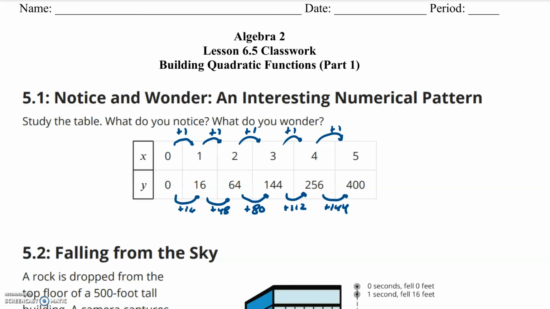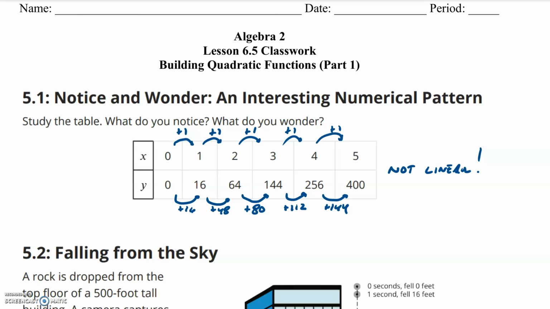Therefore, we know that this relationship is definitely not linear. Definitely not linear because it does not have a constant rate of change or a constant first difference.